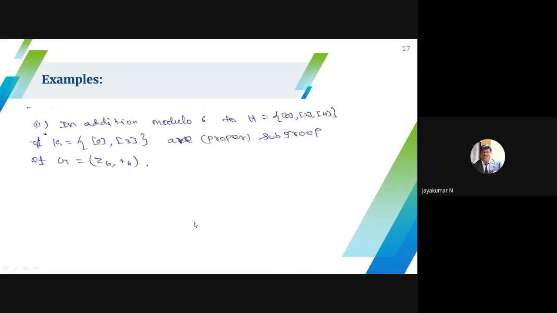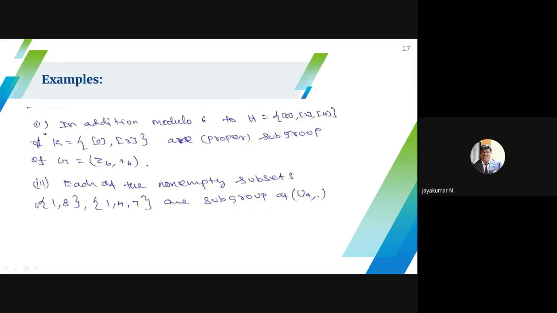We see the examples. In addition modulo 6, meaning Z6 comma plus 6, I can choose two subgroups, say H equal to {0, 2, 4} and K equal to {0, 3}, which are proper subgroups of G, because the identity element, the singleton {0}, is a subgroup and the whole set Z6 is also a subgroup. So these H and K are proper subgroups. Easily you can verify all the axioms. Finally, we conclude that H and K are subgroups.